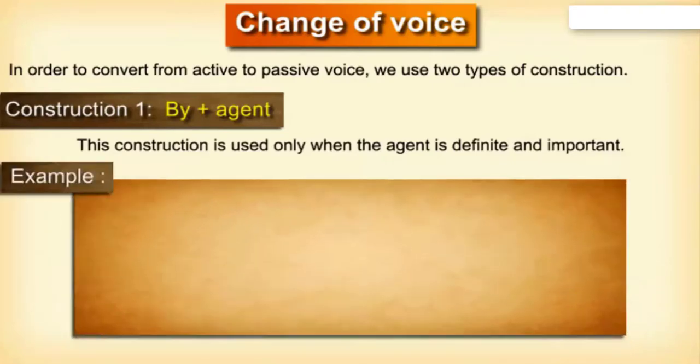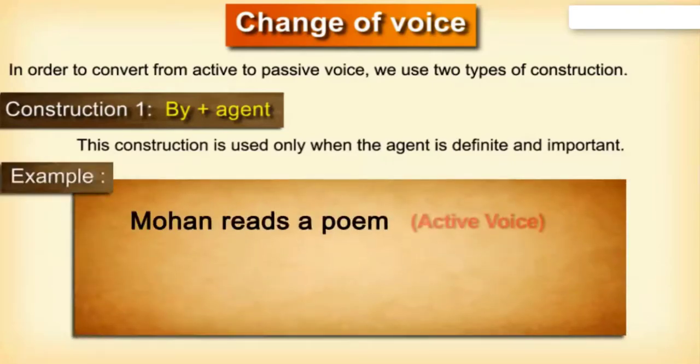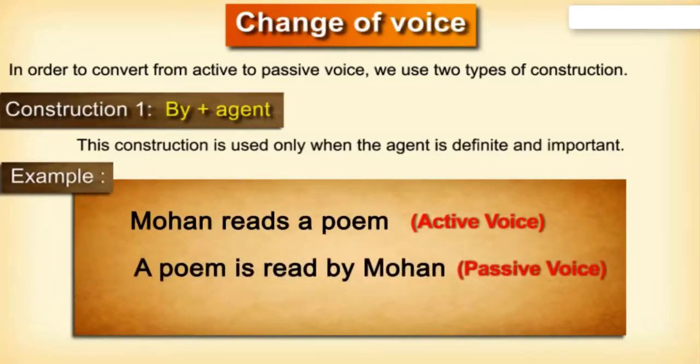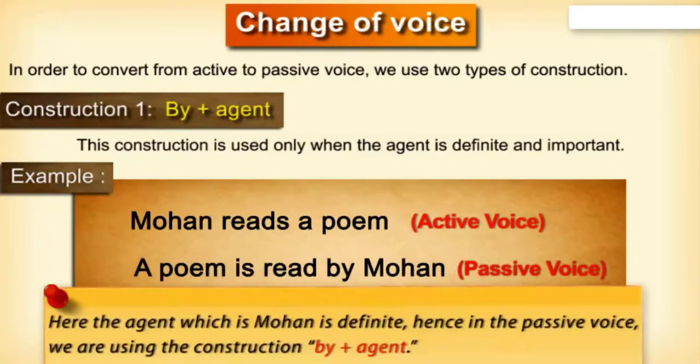For example, Mohan reads a poem. In passive voice, this sentence becomes, a poem is read by Mohan. Note, here the agent, which is Mohan, is definite, hence in the passive voice, we are using the construction by plus agent.